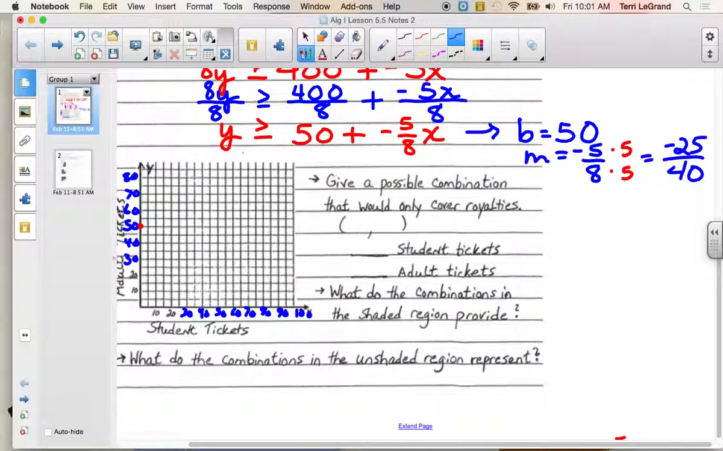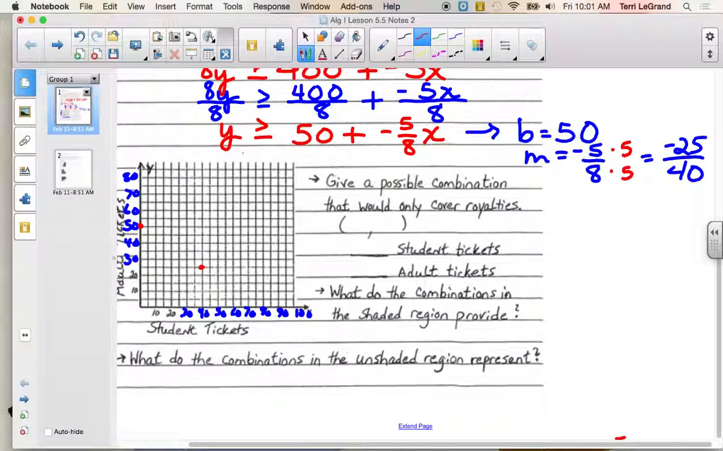And now we say, okay, I need to go down 25, which is not 25 with grid lines, but so we say 5, 10, 15, 20, 25. We got to count by 5s, don't we? And then we go over 40. 5, 10, 15, 20, 25, 30, 35, 40, and we put another point.